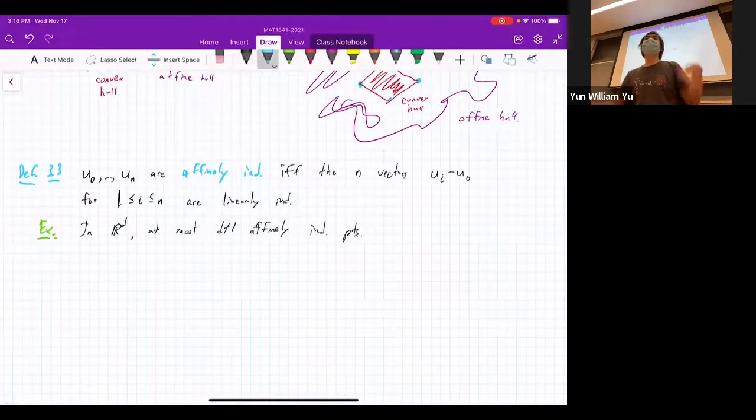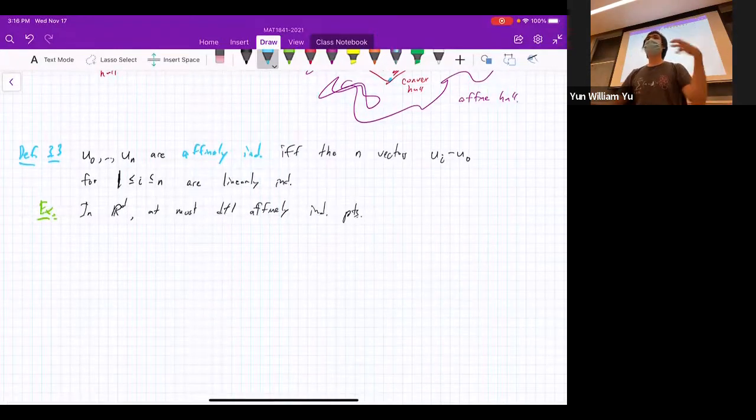And so you can think of affine independence as: is it linearly independent once you've set some point as your zero point? So basically we're setting u naught as your origin and looking at everything else as a vector going from there. Somehow when we're talking about affine independence, we're not privileging any zero point. We're just saying that given the set of points, if you assume any one of them is the zero point, are the remainder of the points linearly independent as vectors?